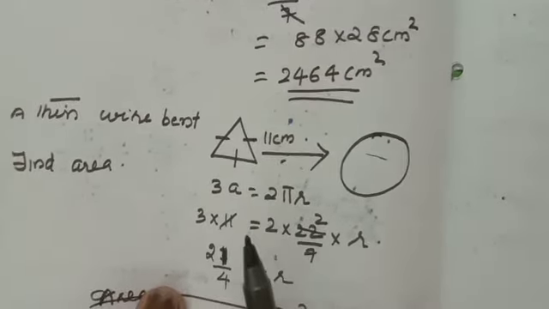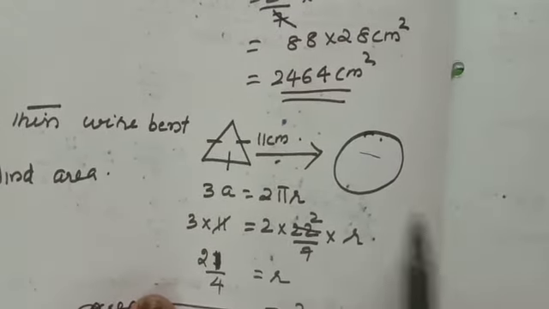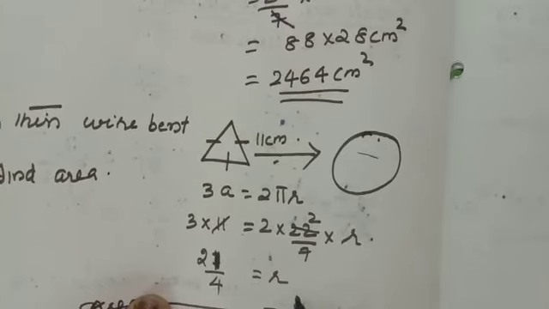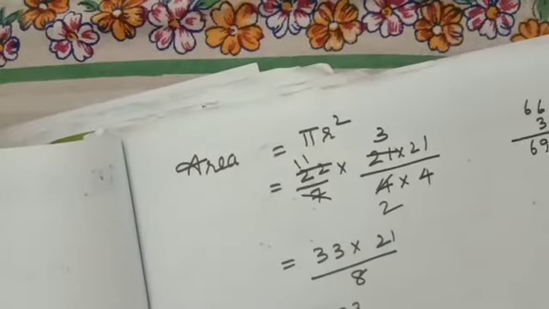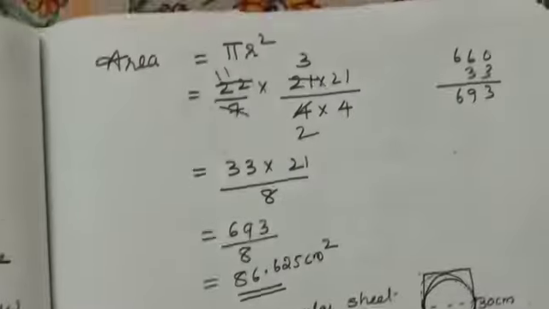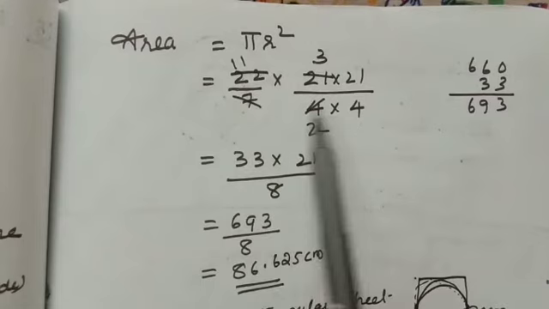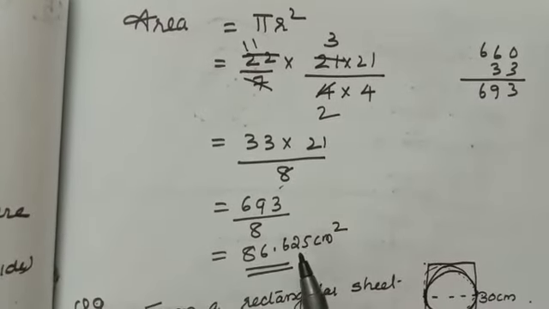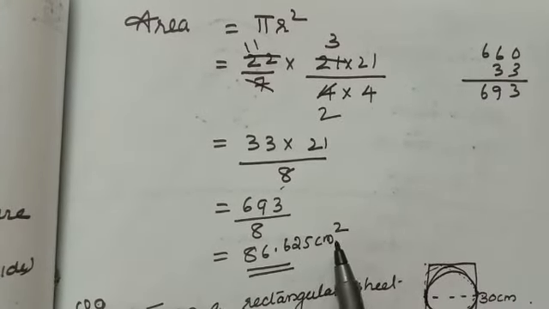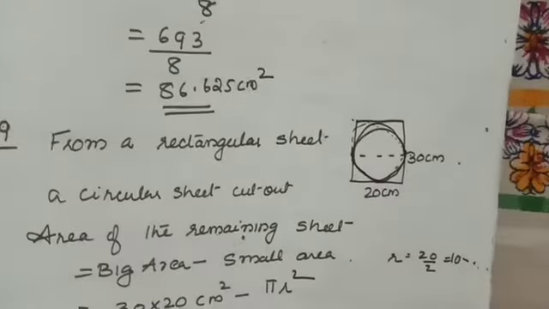You put in the values and cut it out. You will get r equal to 21/4. Clear? After that you have to find out the area. Area equal to pi r square. Put the value, you will get 86.625 centimeter square. Now question number 9.